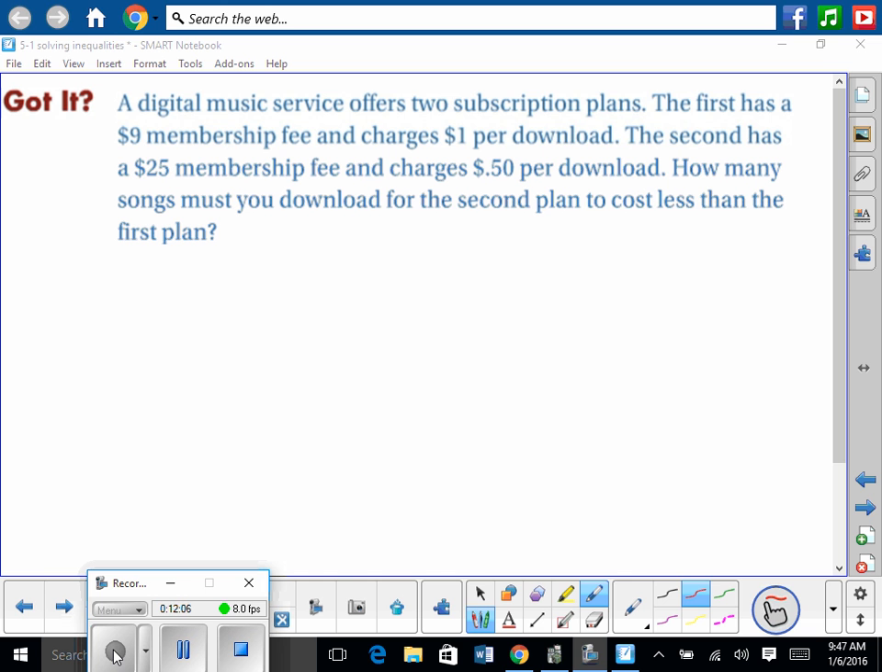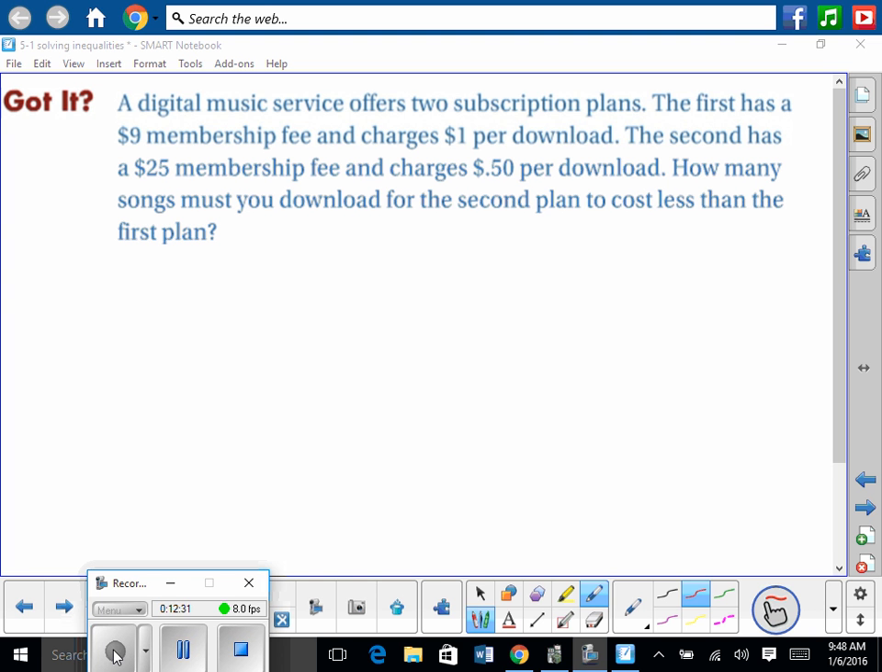A digital music service offers two subscription plans. The first has a $9 membership fee and charges $1 per download. The second has a $25 membership fee and charges 50 cents per download. How many songs must you download for the second plan to cost less than the first plan? So that's a lot of information. I'm just going to look at the first piece and write it down.